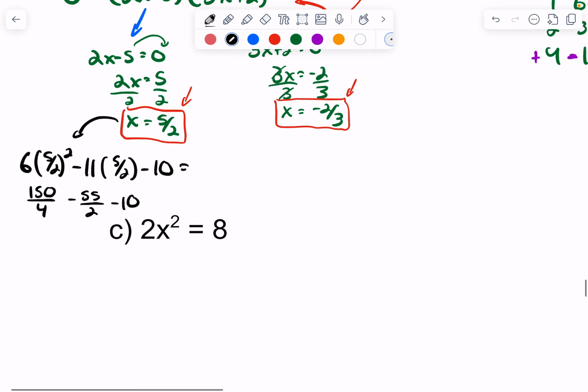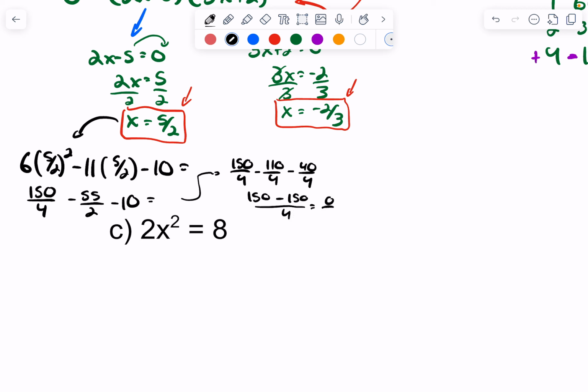So make everything a common denominator. You'll get 150 over 4 minus 110 over 4 minus 40 over 4, which gives you 150 minus 150 over 4, which is 0 over 4, which is 0. So therefore, yes, that is a solution.